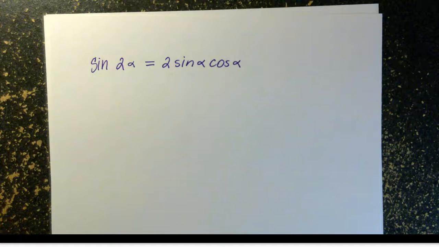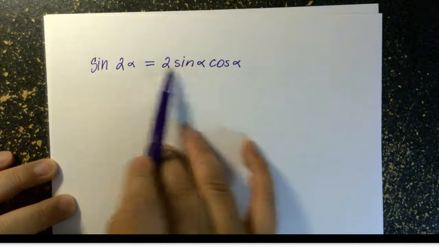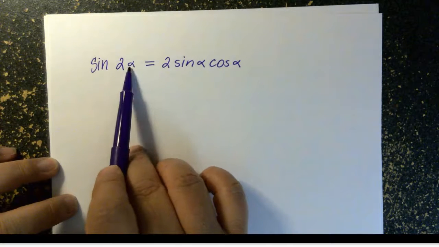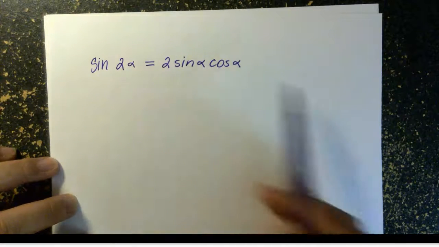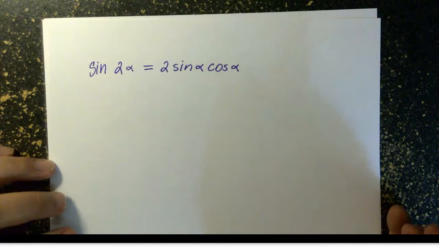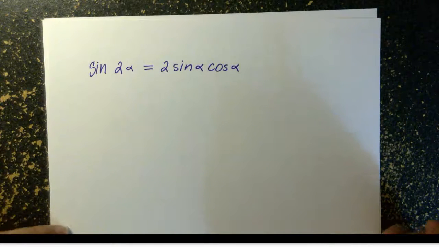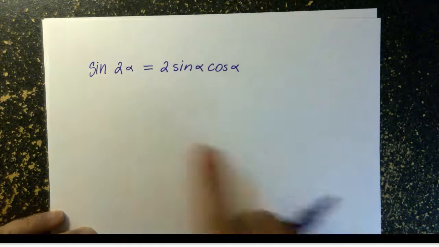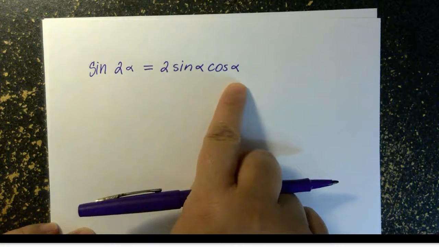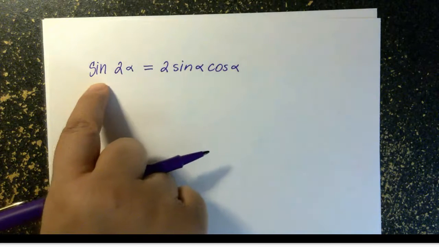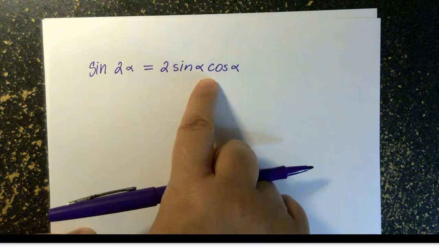But first off, what is an identity? An identity is basically a mathematical statement, like an equation, that is true regardless of what values the variables take on. Regardless of what angle I plug in here, it's always going to be true. That makes it an identity, something that is true regardless of the situation. Verifying identities basically means proving that this is true, which pretty much boils down to proving that this side does in fact equal that side.